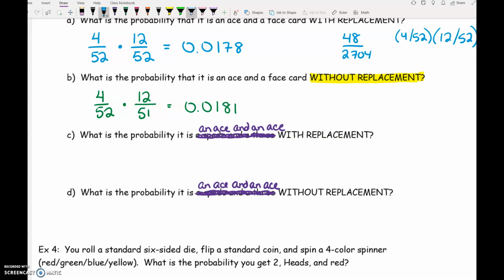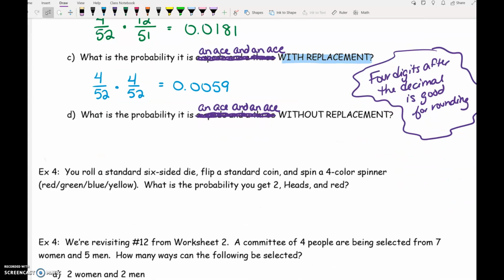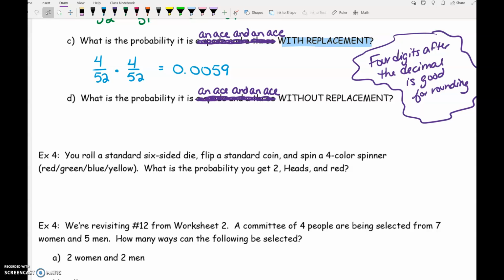Okay, so first we do with replacement. I'll bet you could do this one on your own. There's 4 aces out of 52 for the first card. There's 4 aces out of 52 for the second card. Calculate that. Next, we're going to do the probability that you pull out an ace, set it on the desk, you pull another card out and get another ace.